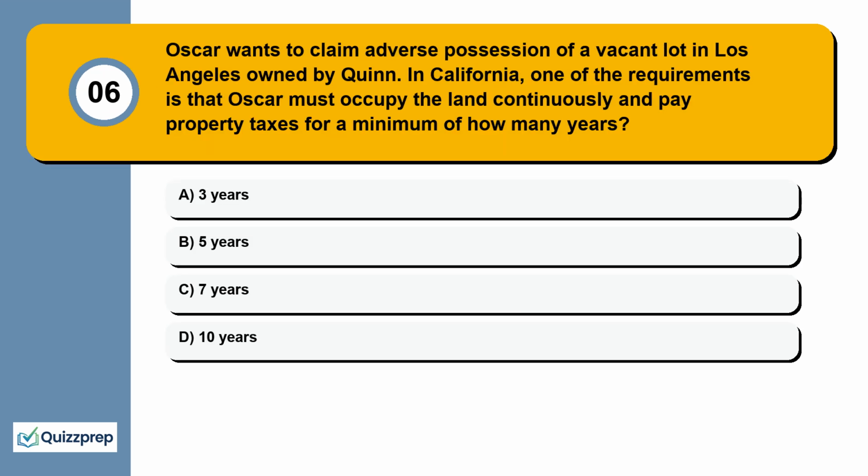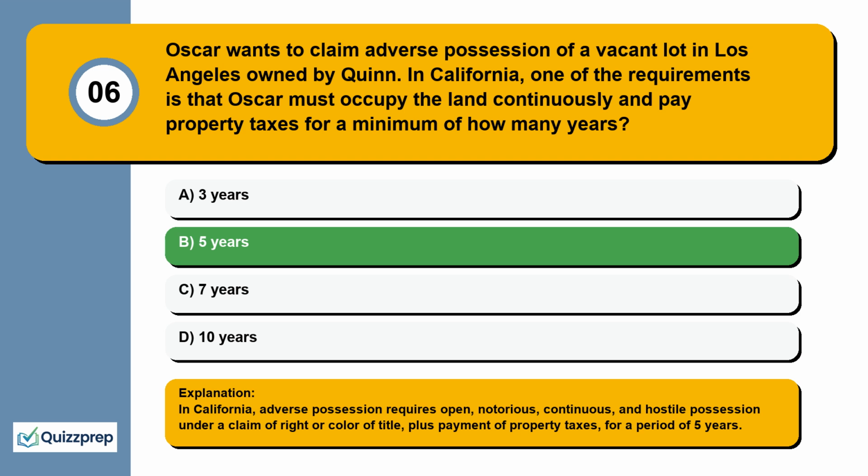Question 6. Oscar wants to claim adverse possession of a vacant lot in Los Angeles owned by Quinn. In California, one of the requirements is that Oscar must occupy the land continuously and pay property taxes for a minimum of how many years? 3 years, 5 years, 7 years, 10 years.